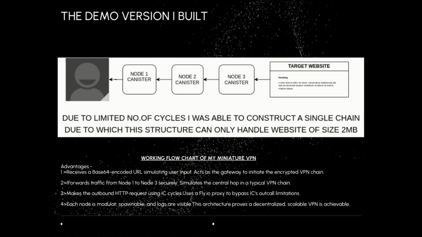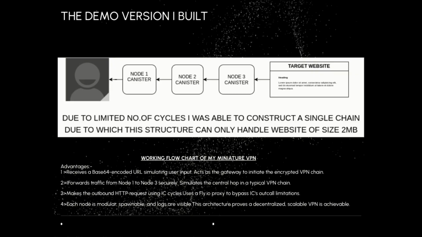Now, I want to walk you through what I have built so far, a working miniature prototype of Ninja VPN. Because I was allotted a limited number of cycles on the Internet Computer, I could only build a single end-to-end encrypted chain for this demo. But even this is enough to prove the core idea. Here's how it is structured. Node 1 acts as entry point. It accepts a base64 encoded URL. This simulates user traffic entering the network.